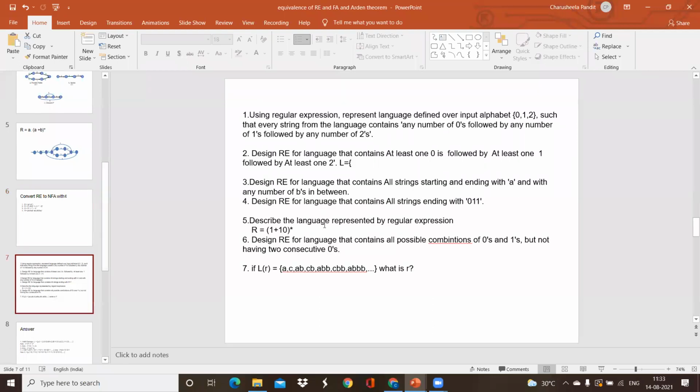Okay. Now you have to solve this. You all have to answer this question. Using regular expression, represent the language defined over input symbols 0, 1, 2 such that every string from the language contains any number of zeros followed by any number of ones followed by any number of twos. So first of all, you should tell what type of strings you will get here, and then try to convert it to the regular expression. These seven problems are there in front of your screen and you have to answer all the seven questions now.